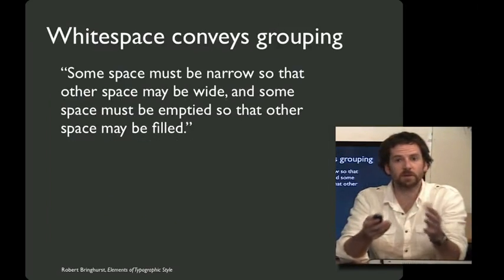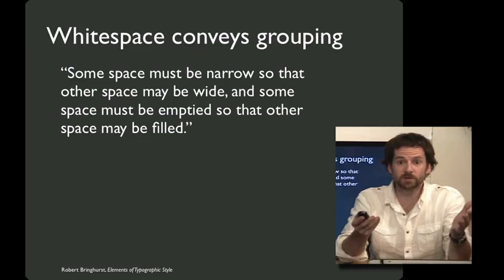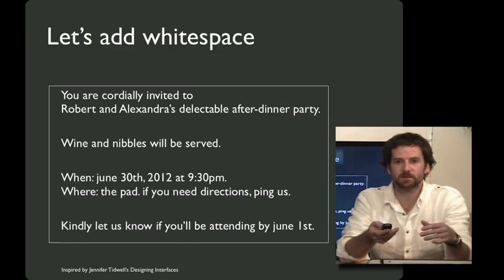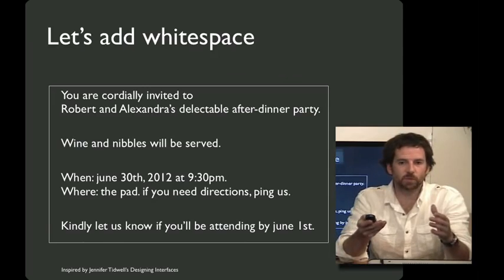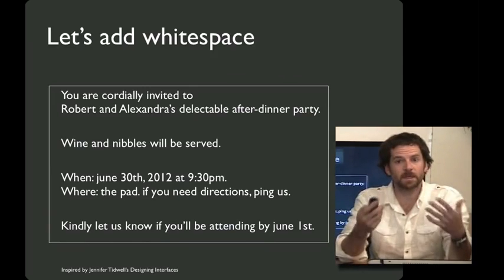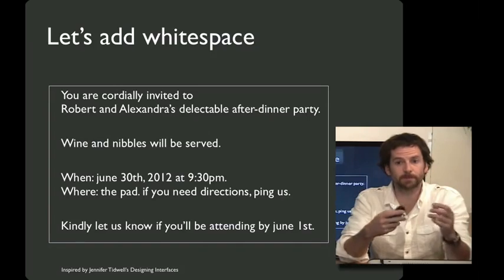One thing that we could do is to introduce some white space into the design. And as Robert Bringhurst writes, with white space, some space must be narrow so that other space must be wide, and some space must be emptied so that other space may be filled. So let's empty out some spaces and fill up some others. And what you can see here is by adding a little white space, we're able to chunk the visual design so that the salient bits are grouped together and different bits are further apart.